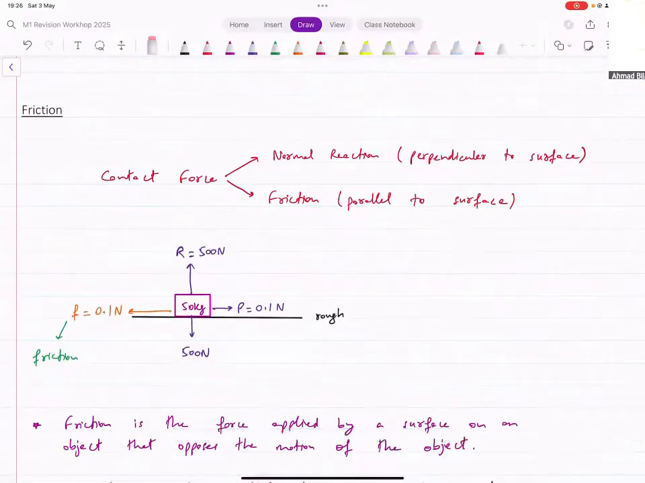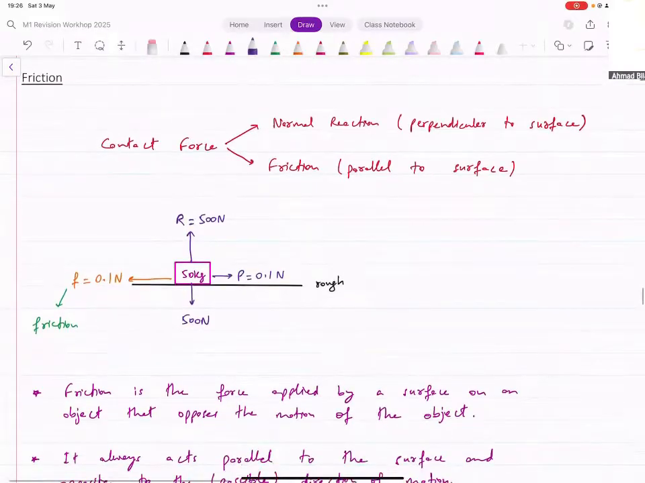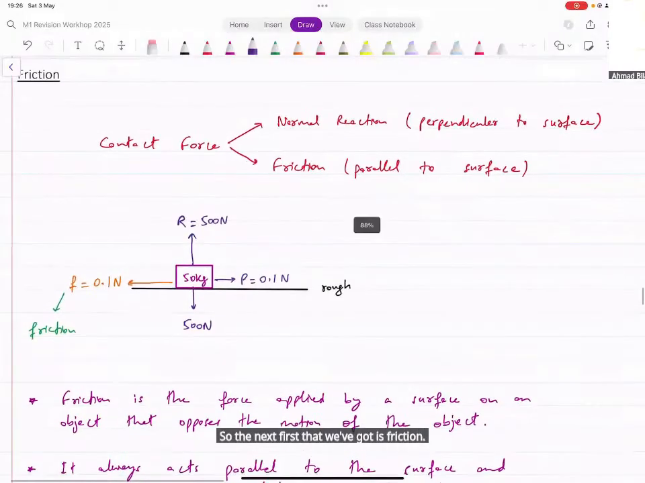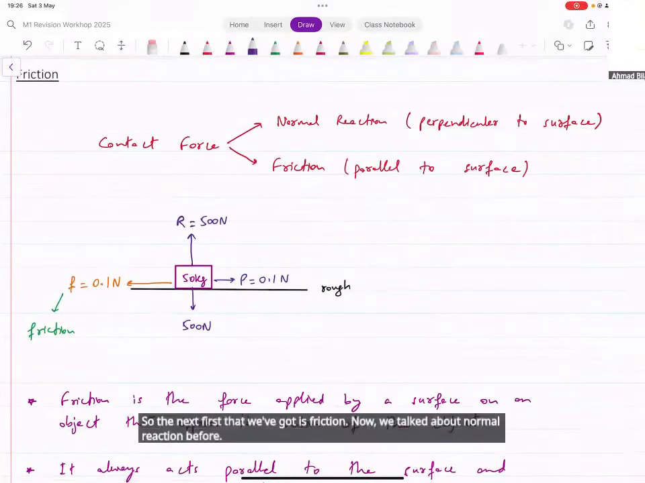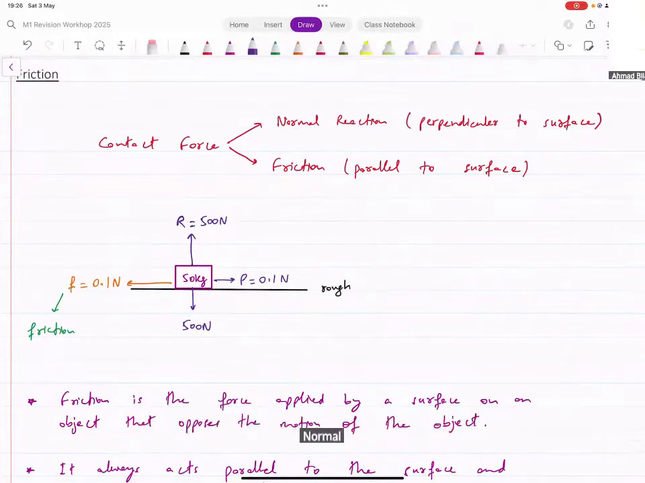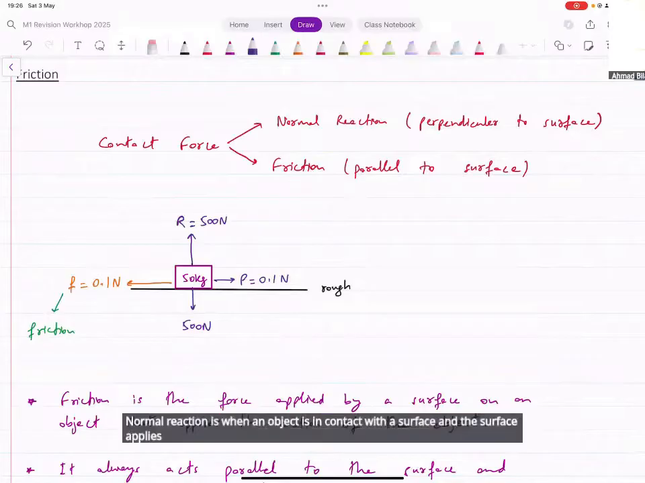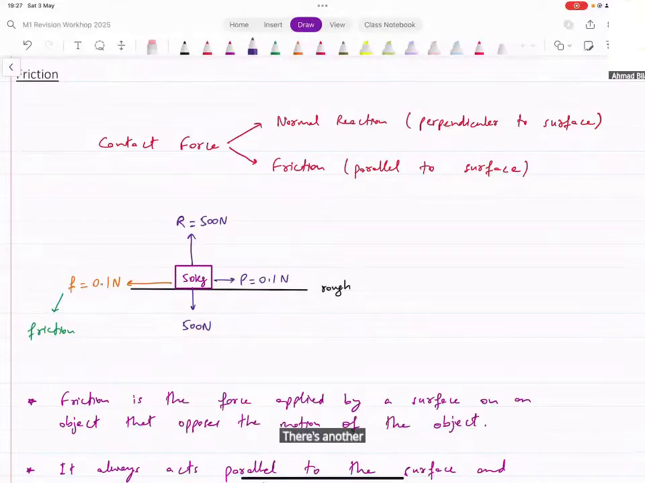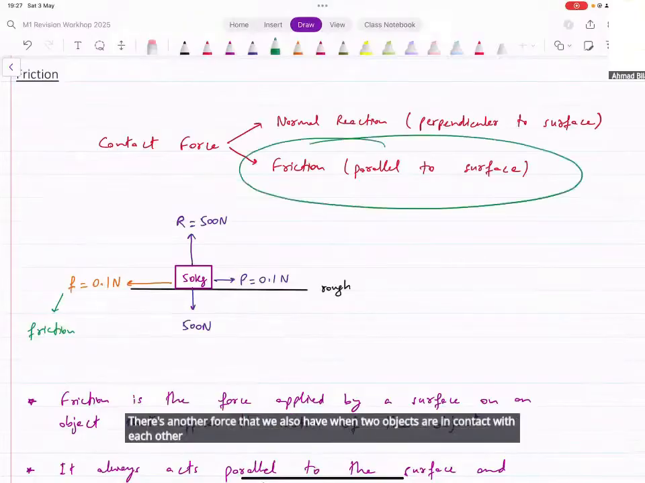Okay, let's resume that. So the next force that we've got is friction. Now, we talked about normal reaction before. Normal reaction is when an object is in contact with a surface and the surface applies a force in the perpendicular direction to the surface. There's another force that we also have when 2 objects are in contact with each other, when the surface is rough, and that is friction.